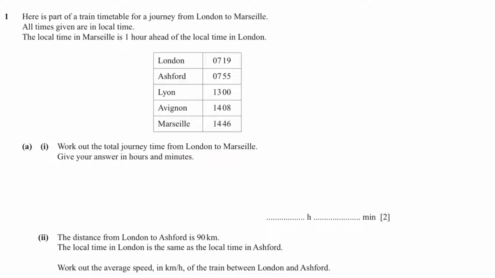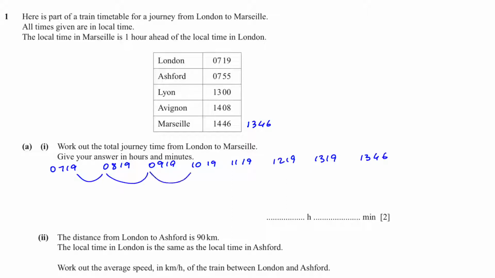So if this is 1446, it's actually 1346. Now there's the long way to do it. You can just write 0719, 10 19, 11 19, 12 19, 13 14. Now we have to stop at 13 and 1346. So this is 1 hour, 2 hour, 3, 4, 5, 6 hours. And to find the minutes we can do 46 minutes minus 19, which is 27 minutes.